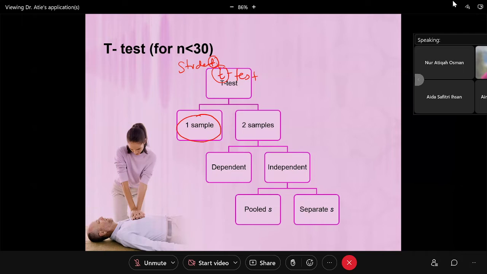Okay, by the way, what does it mean by S here, right? So S here means standard deviation, right? So that's what it means. So at least you must know what this letter actually means, all right?